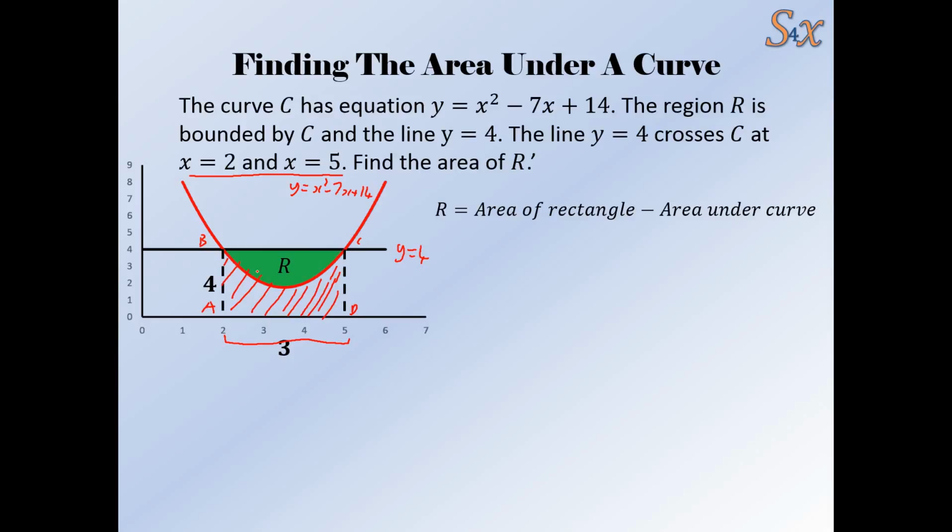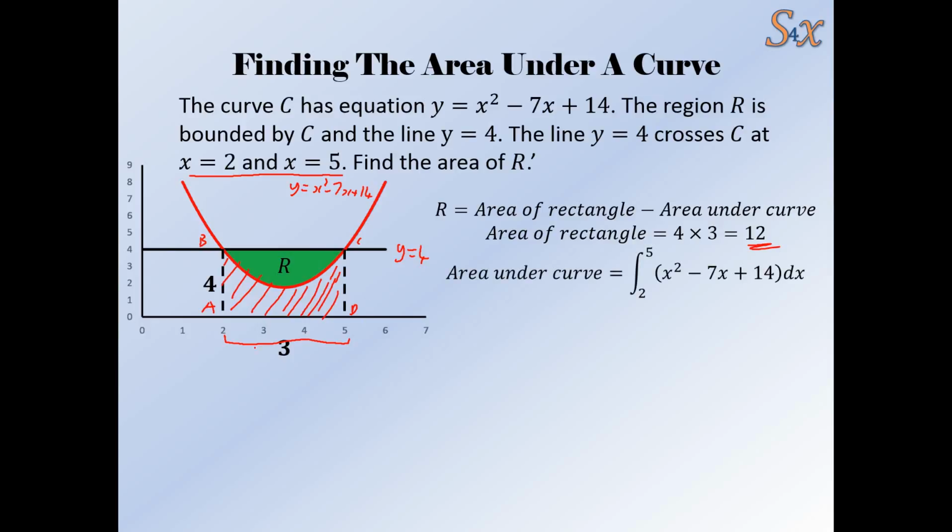Now the area of the rectangle is pretty easy. If you look on the y-axis, it's got a height of 4. And if you look on the x-axis, it's got a width of 3. So the area of the rectangle is 12 units. That's dead easy. What about the area underneath the curve? Well, to do that, you can see I'm integrating between 2 and 5, where I want the area under the curve. So they're my limits, and I've put in the equation of the curve, and that's what I'm going to integrate. That gives me this red shaded area here, which is the area underneath the curve.